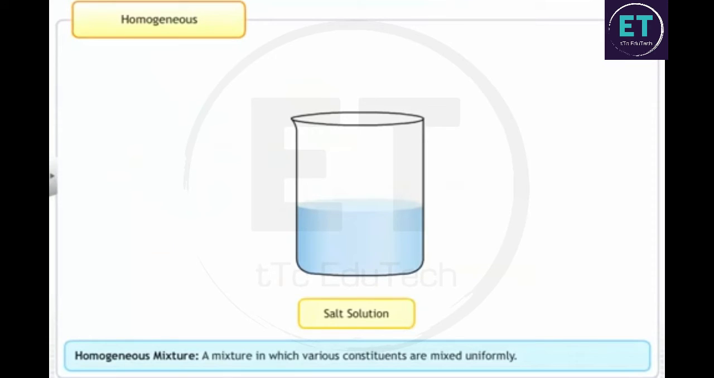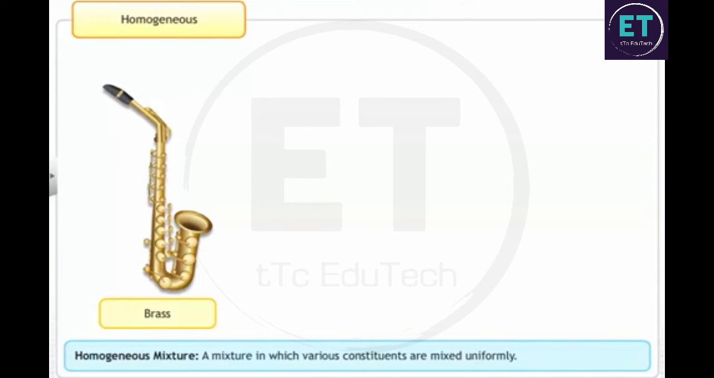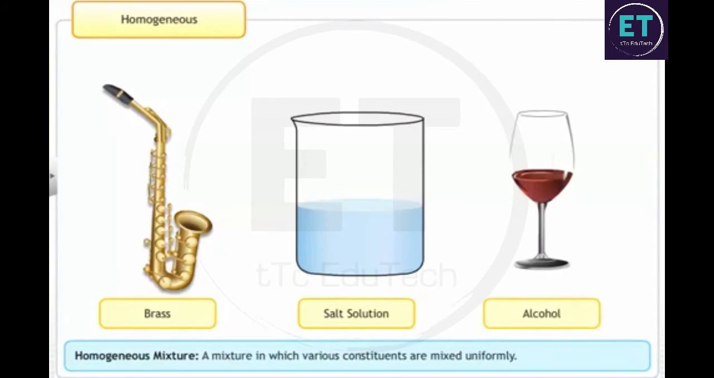The second type of mixture is a homogeneous mixture. Observe the solution. This is a solution of salt in water. How does this salt solution appear to you? It looks uniform throughout. So, such a type of mixture is known as a homogeneous mixture. Brass, a mixture of copper and zinc, salt solution, a mixture of salt in water, and a solution of alcohol in water are examples of homogeneous mixtures.